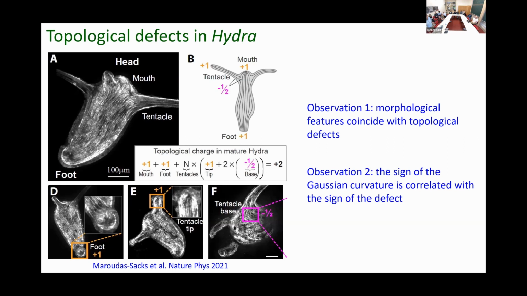So it means if you look at the tentacles, it's positive Gaussian curvature, and the same for the tip of the tentacle, while the saddle-like junctions have negative Gaussian curvature.